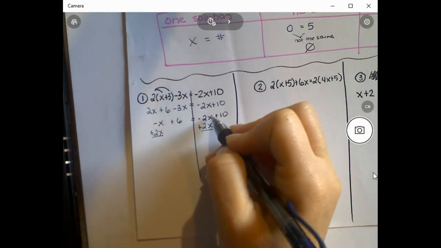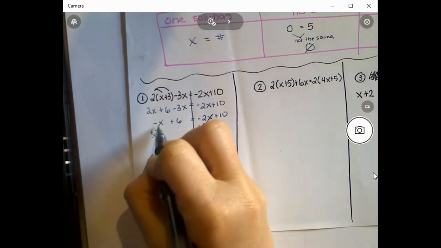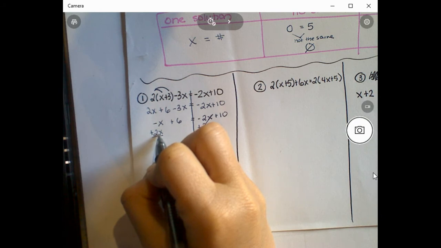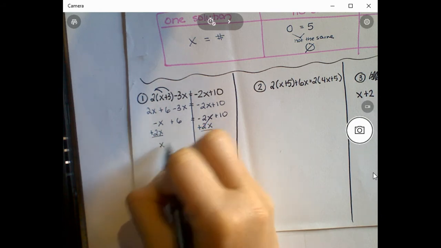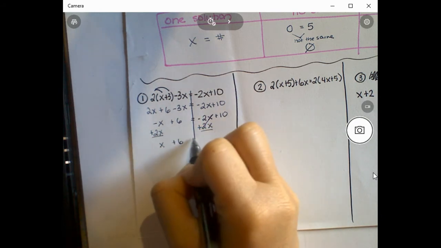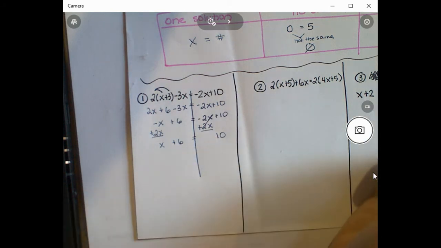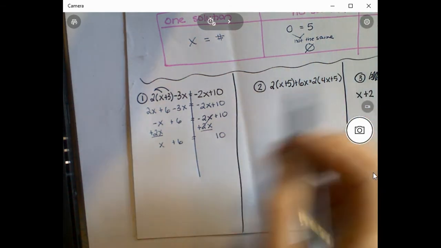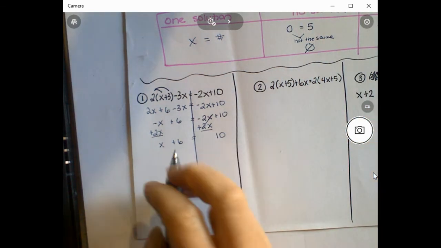Negative 2x plus 2x cancels out. Negative 1x plus 2x is positive 1x. And this is the stuff that's left. All right, so now it says move all of the variables together. Well, we already did that, so we're going to add or subtract something else.